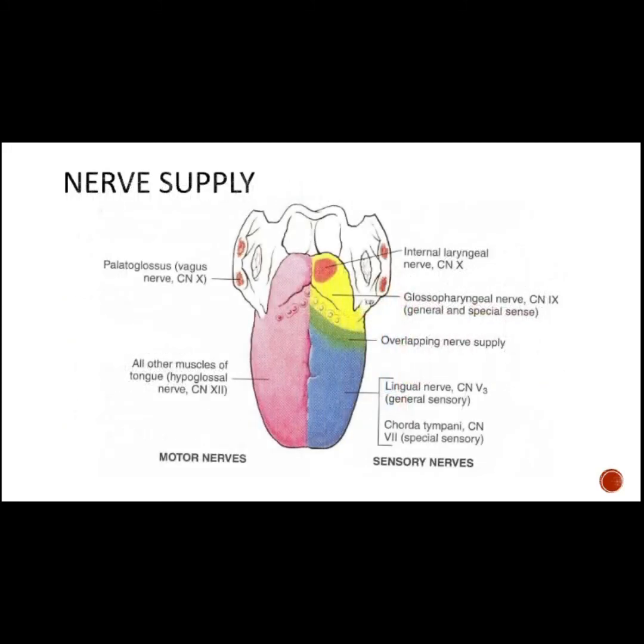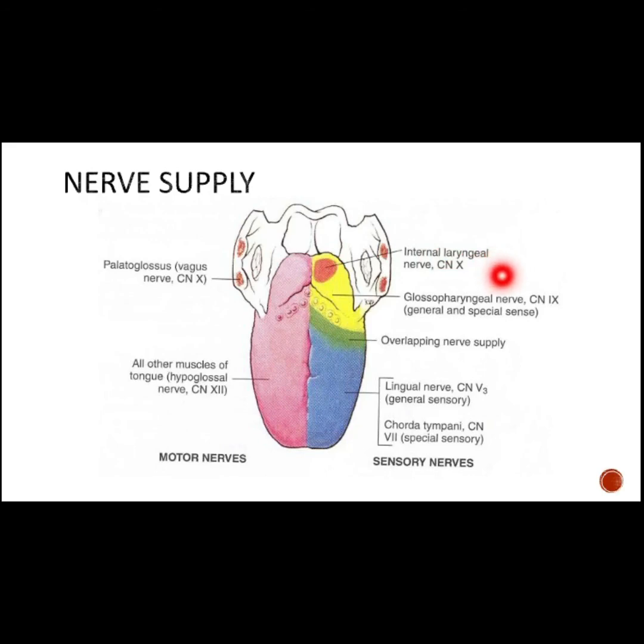Now we move on to the nerve supply. Under motor supply, all the muscles are supplied by the hypoglossal nerve except the palatoglossus muscle, which is supplied by the vagus nerve. Under sensory supply, the anterior two-thirds of the tongue is supplied by the lingual nerve, which carries general sensation, and the chorda tympani nerve, which carries special sensation. The posterior one-third of the tongue is supplied by the glossopharyngeal nerve. The posterior most part of the tongue is supplied by the internal laryngeal nerve.